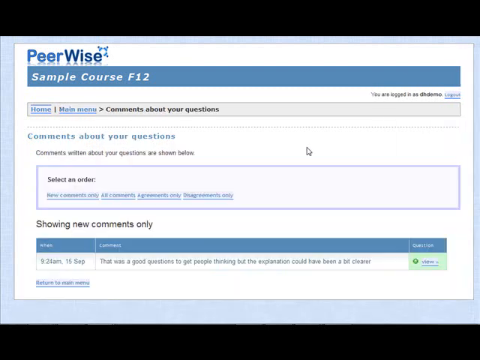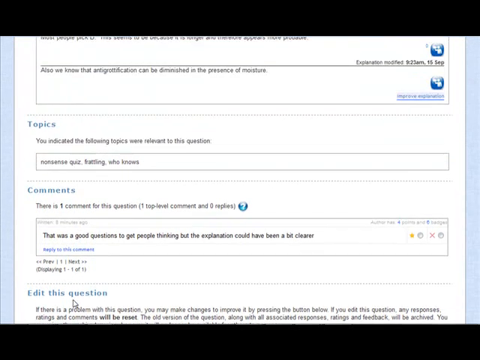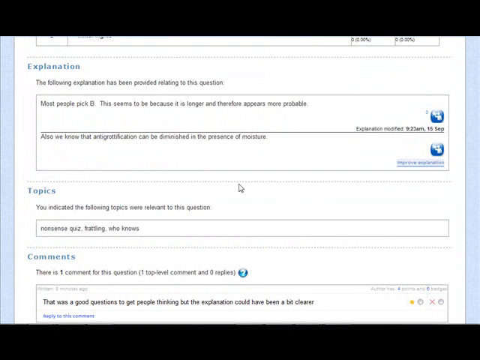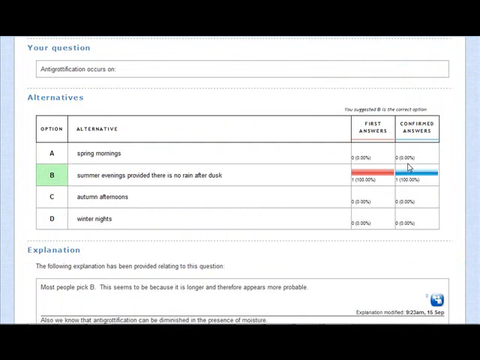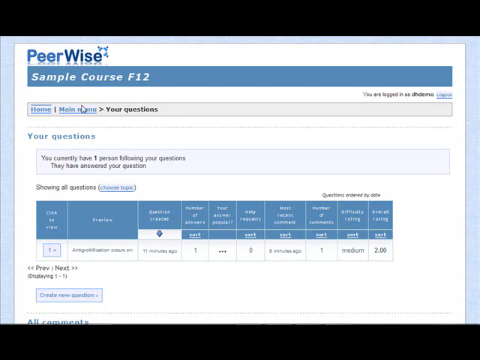So let's have a look and see what that comment may be. That was a good question to get people thinking, but the explanation could have been a bit clearer. Okay. And then you can actually click on that, and it'll take you to that question. So maybe now you can go back and either edit the question, or maybe you realize, you know what, that's a pretty bad question. I'm actually going to delete that question because I don't want other people falling for it. So there's all kinds of ways that you can get different types of things. Or maybe you just want to go in and improve your explanation. So these are ways that you can follow up on questions you've written based on comments made by other individuals.